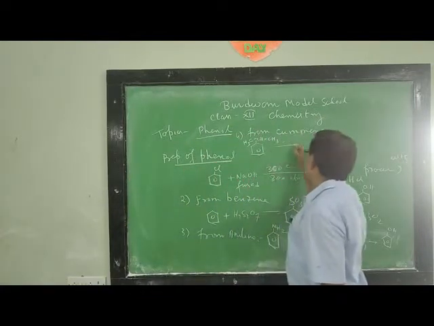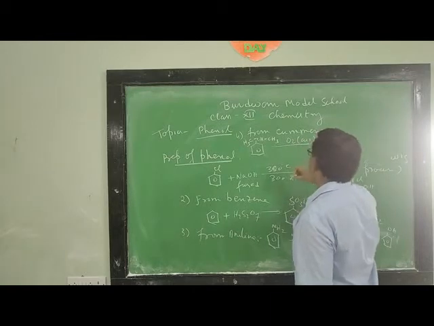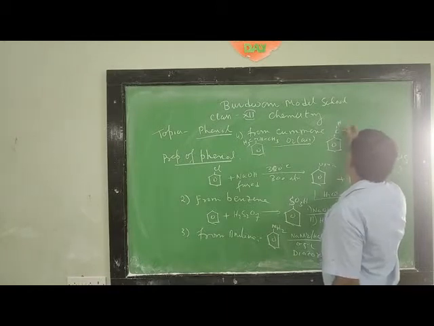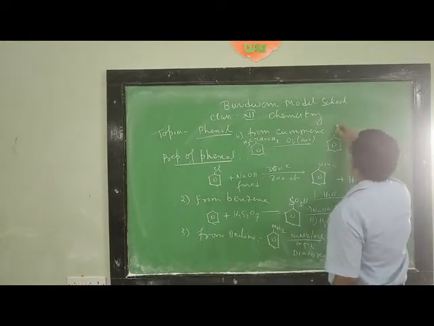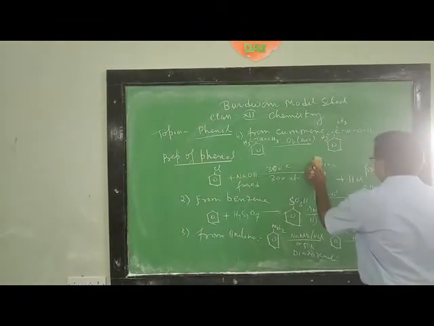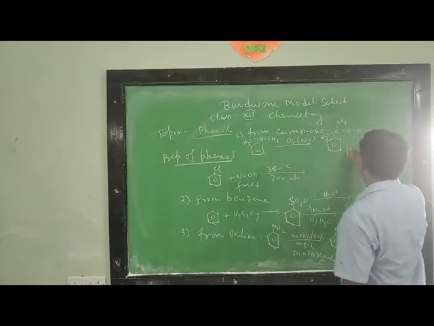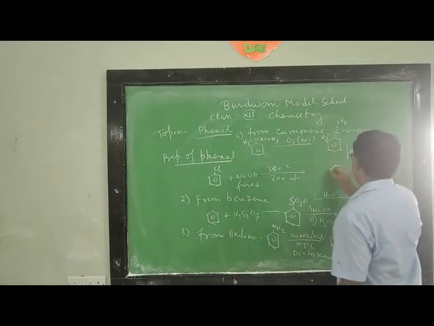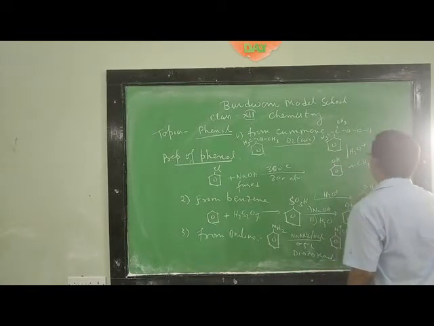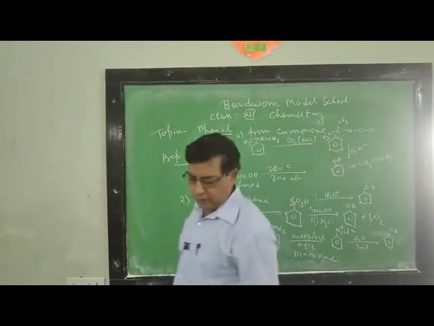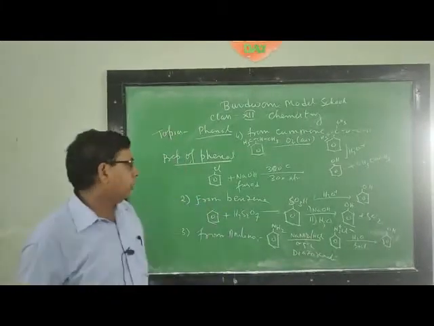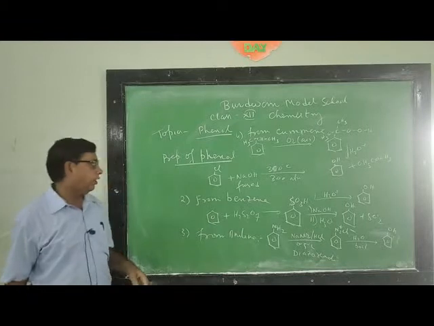This isopropyl benzene on oxidation in presence of air forms cumene hydroperoxide. This cumene hydroperoxide on hydrolysis forms phenol plus acetone. This is the better method for the preparation of phenol, because by this method along with phenol we get an important byproduct, that is acetone. So these are the four methods for the preparation of phenol.